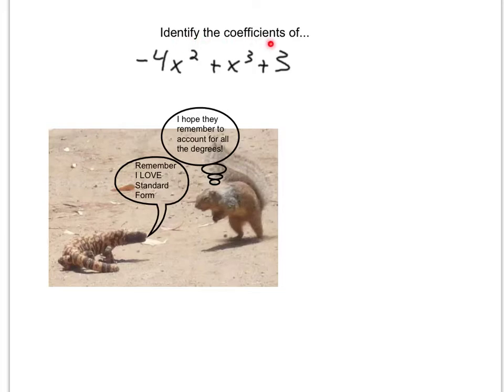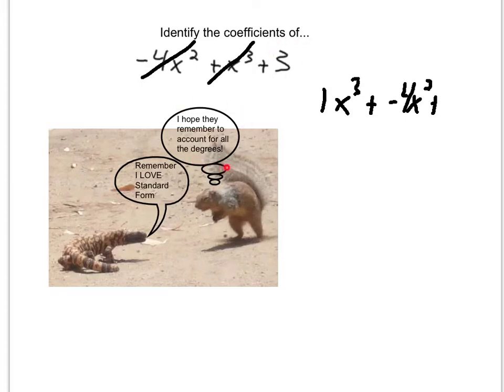Okay, so for example, identify the coefficients of this polynomial right here. First thing we want to do is put it in standard form. So our x cubed will come first, and it's positive, and I'm going to go ahead and rewrite that as 1x cubed. Plus, then we've got a squared value, which would come next, so it's negative 4x squared. Plus, so I've used this one and that one. Now the only thing I have left is 3.